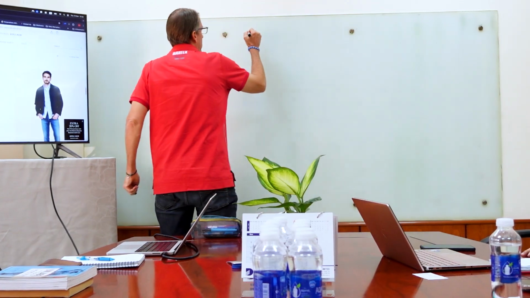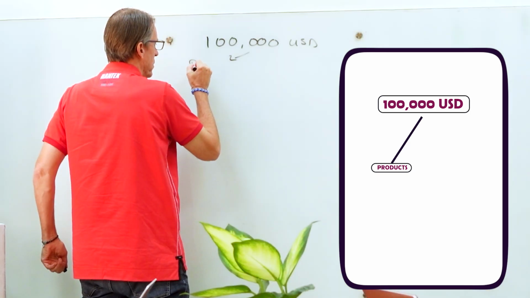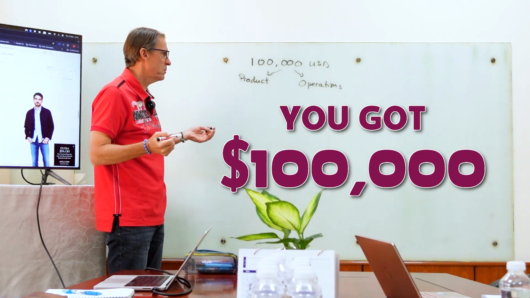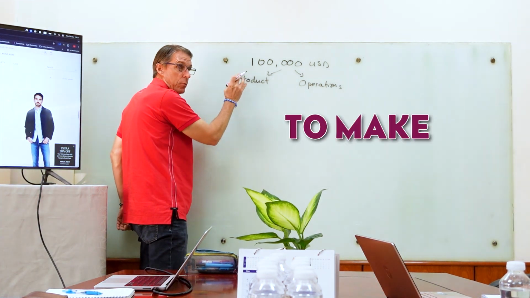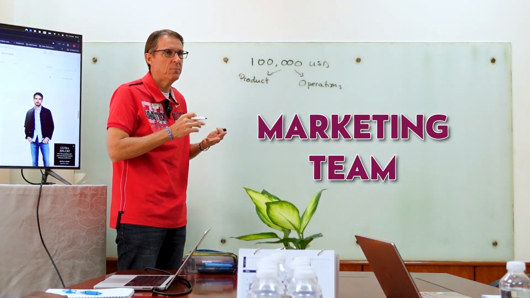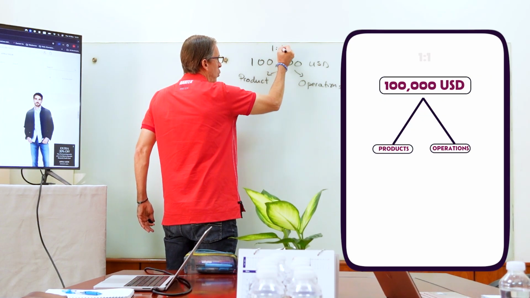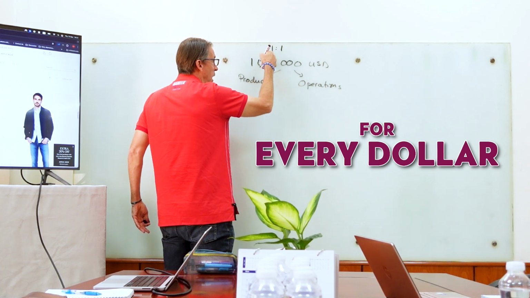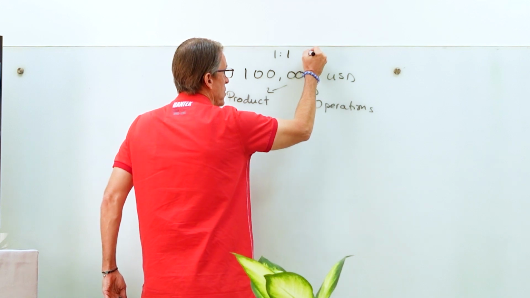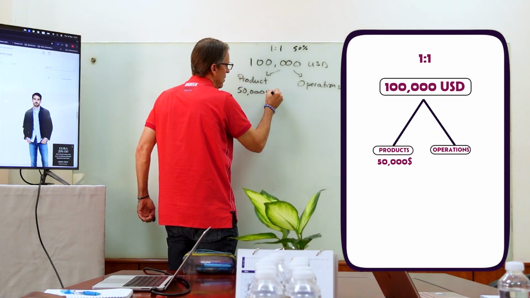So if we start with 100,000 USD, then split it into product, and then we also need money for operations. So if you got $100,000, first, how much of this money is used to make product and how much is used to hire fashion designers, marketing team, sales staff, build a website, register the business. If the ratio is 1 to 1, which means for every dollar that you make a product, you spend $1 on operations. And that's easy, right? That's just 50%, right? So then you would say 50,000 USD and 50,000.